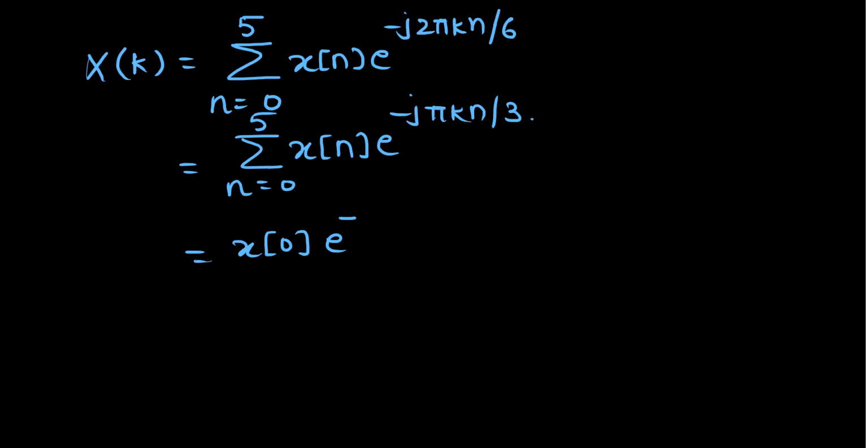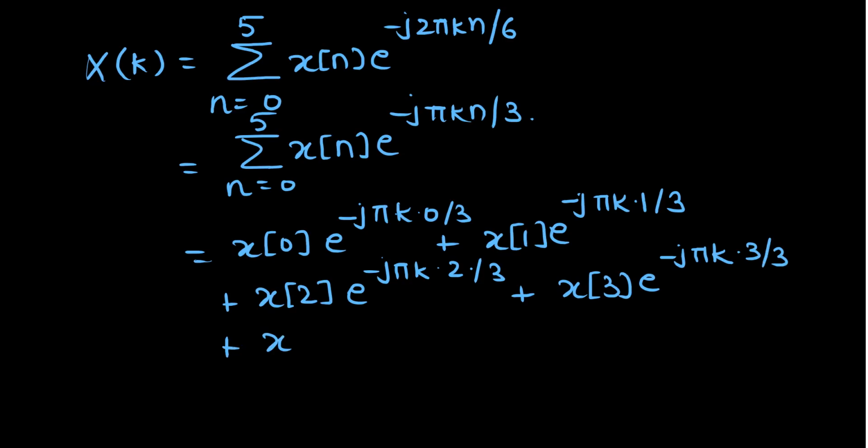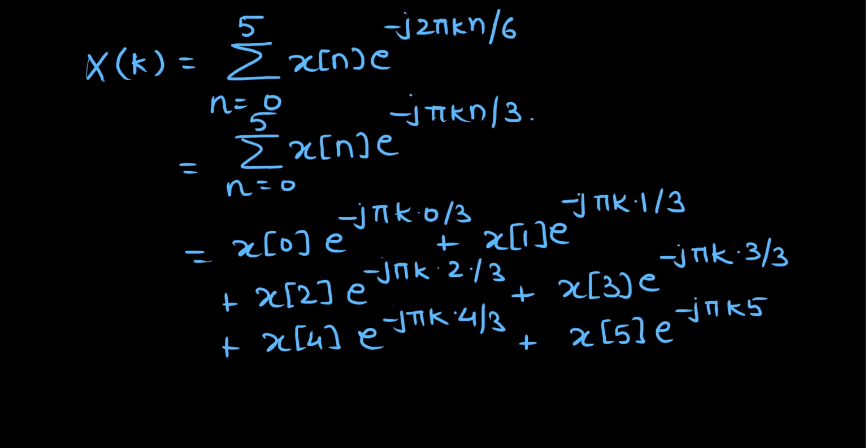into e to the power minus j pi k into 0 by 3 plus x of 1 into e to the power minus j pi k into 1 by 3 plus x of 2 into e to the power minus j pi k into 2 by 3 plus x of 3 into e to the power minus j pi k into 3 by 3 plus x of 4 into e to the power minus j pi k into 4 by 3 plus x of 5 into e to the power minus j pi k into 5 by 3.